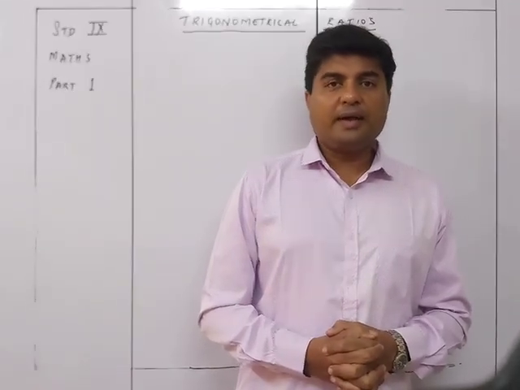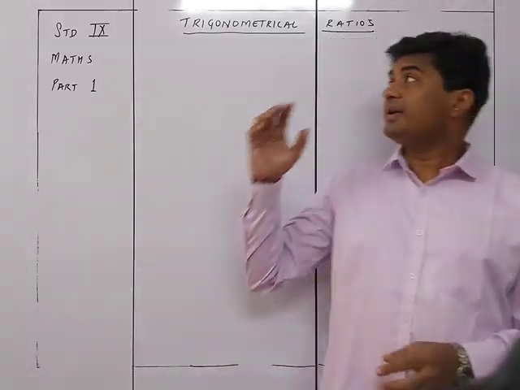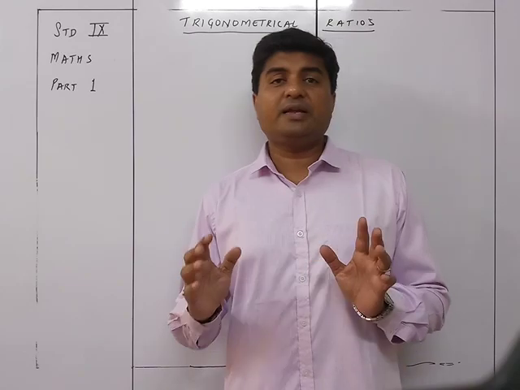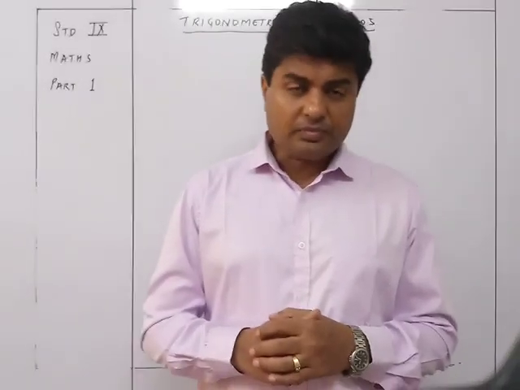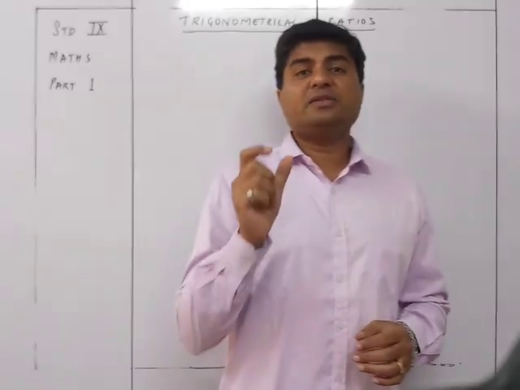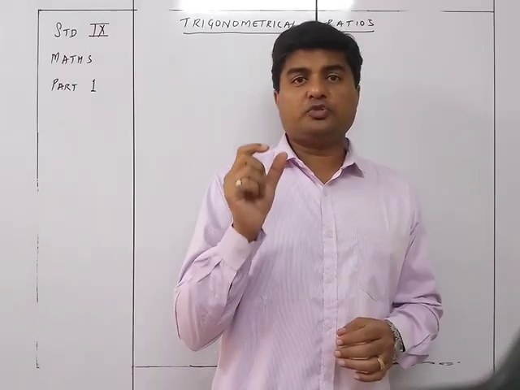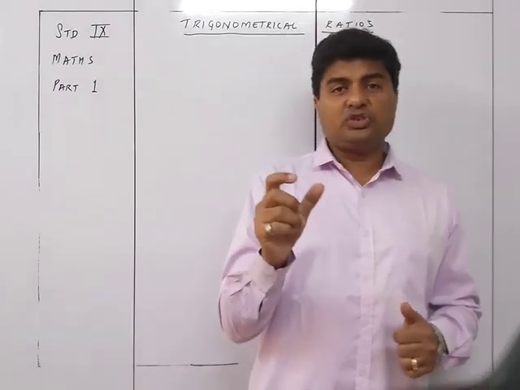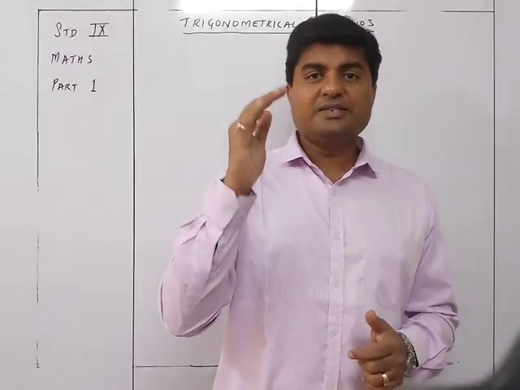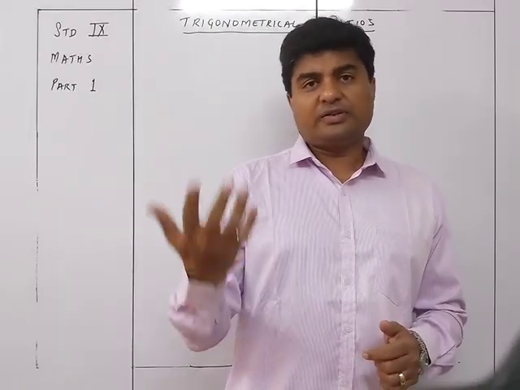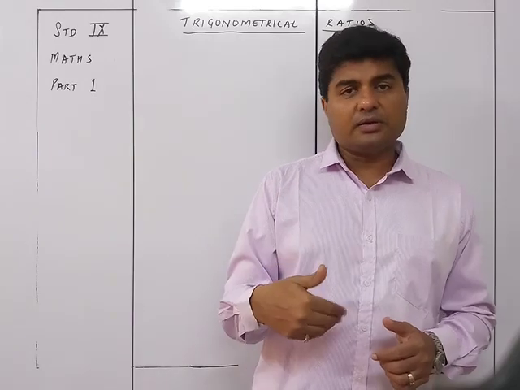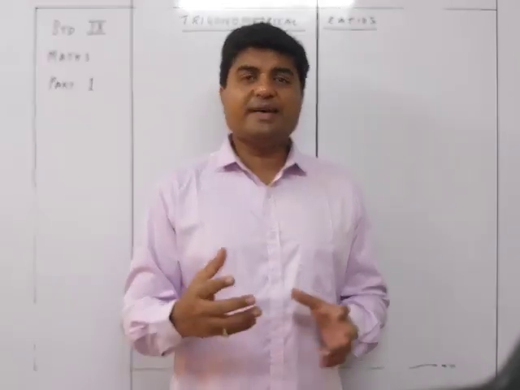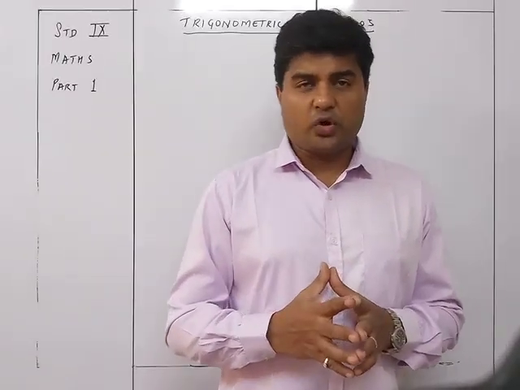As the name suggests, trigonometrical ratios are basically ratios, and these ratios are given specific names like sine, cosine, tangent (tan). So it is sin, cos, tan, and their reciprocals, cosec, sec, and cot. These are the ratios which we are going to talk about.